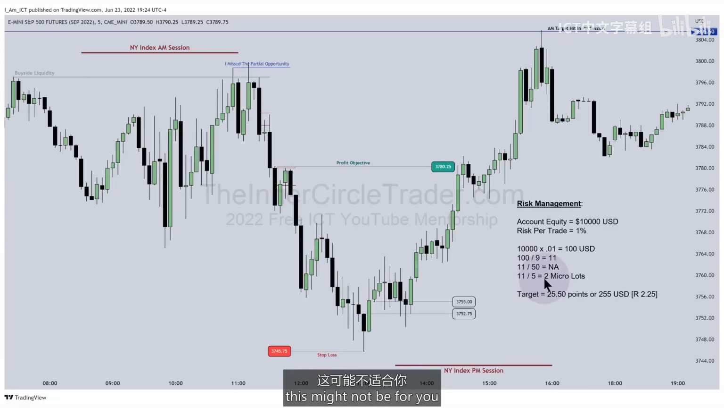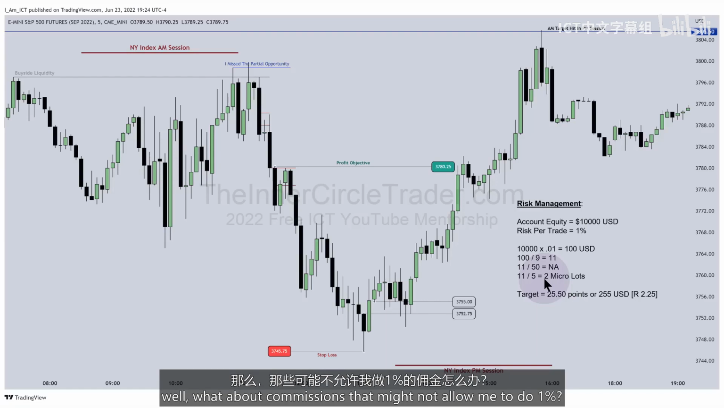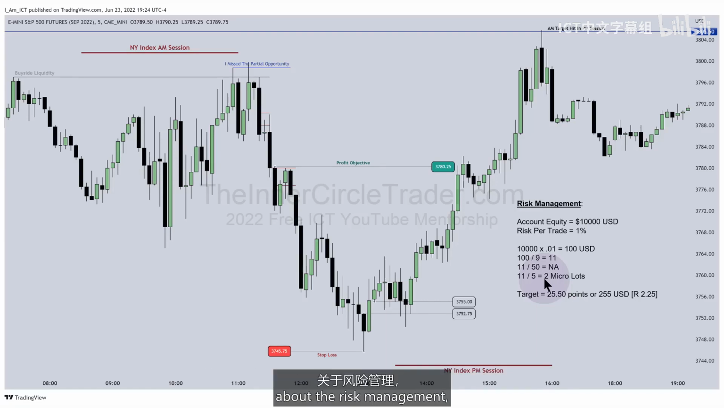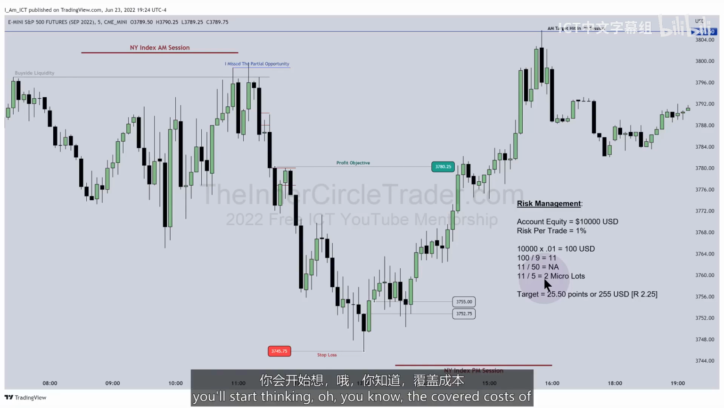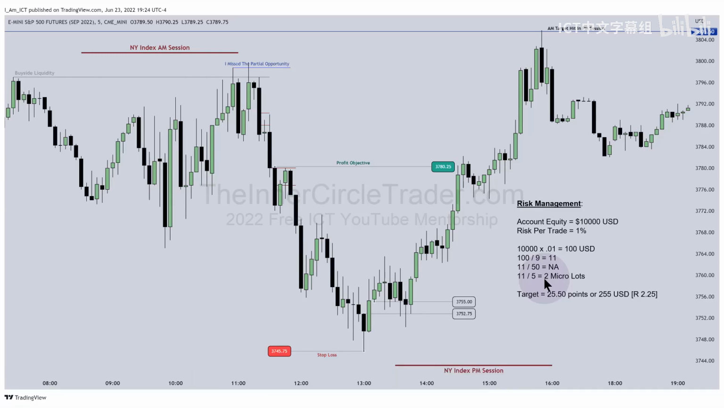Now, this might not be for you, because when I do risk management, I don't really factor in commissions. I'll just do the math like this. So you might look at that and say, well, what about commissions? That might not allow me to do 1%. If you're going to be very hardline about the risk management, and I get it, some of you should be like that in the beginning. But as you get more experience, you'll start thinking, oh, well, the covered costs of commissions and such, over time, that's fine. I'll work that out.